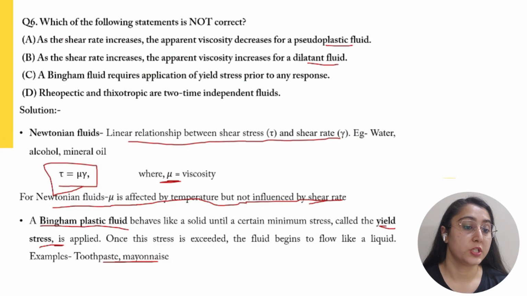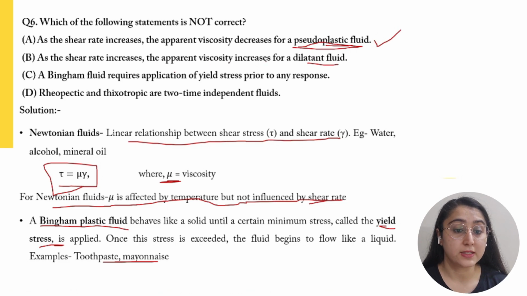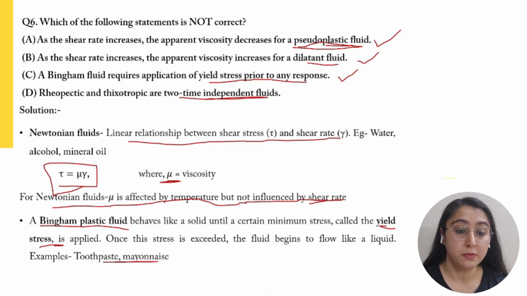If we go back to the question now, as the shear rate increases, the apparent viscosity decreases for pseudoplastic fluid. We have seen that this is a correct statement. Next statement, as the shear rate increases, the apparent viscosity increases for dilatant. We have seen that this is also a correct statement. Bingham fluid requires an application of yield stress prior to any response. This is also a correct statement. And the next is rheopectic and thixotropic are two time independent fluids. This is not a correct statement because they are basically time dependent fluids. Therefore, option number D is the correct answer to this question.